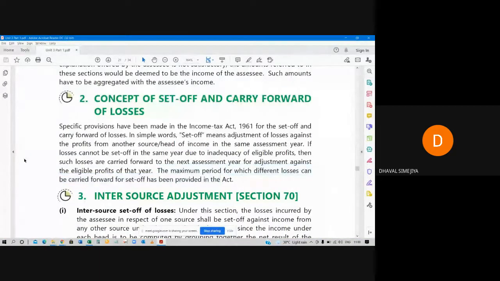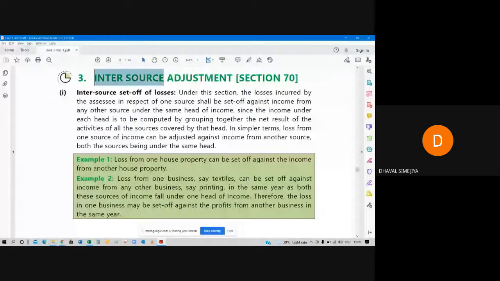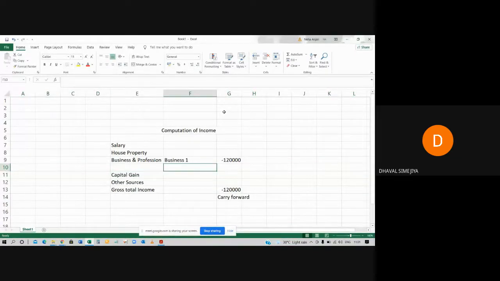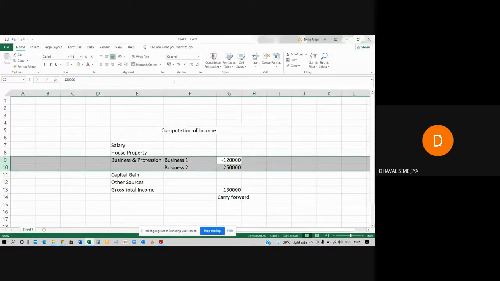Okay. So let's begin with the first point, inter-source adjustment. Inter-source adjustment means under this head, losses incurred by the assessee in respect of one source shall be set off against the income from any other source under the same head of income. This is the most important, under the same head of income. Same head of income means, I have given you the example of business 1, business 2. One business I am facing loss, another business I am having income of 2,50,000. Then my net result will be 1,30,000. This is inter-source. I am not using another head's income.